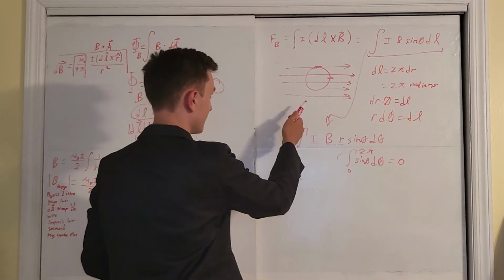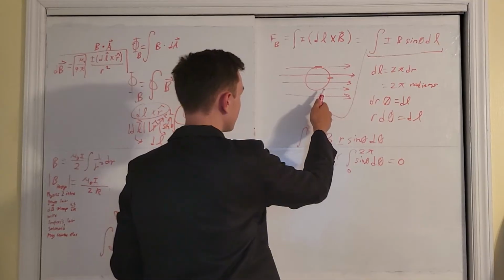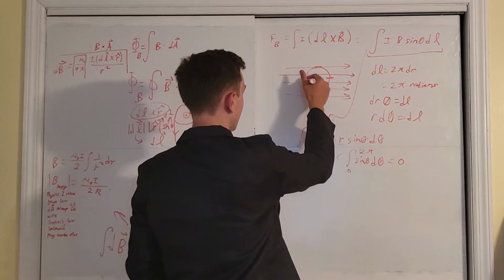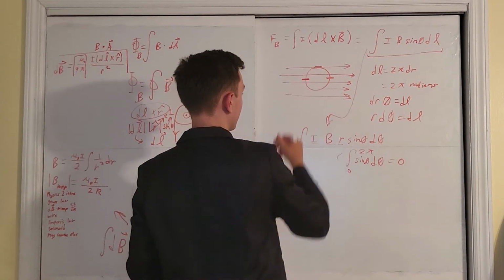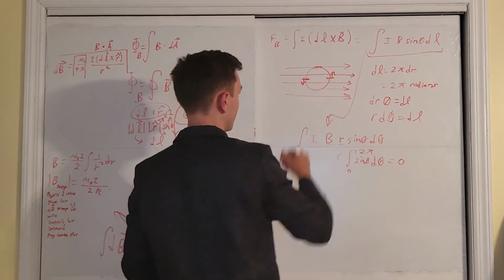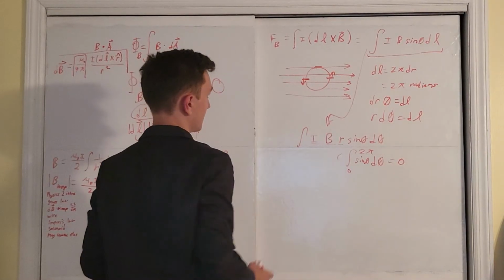But we can understand that geometrically, because since this is a closed loop, any force created by the magnetic field on this side of the wire is going to be exactly counteracted by the magnetic field acting on this side of the wire, because the current is flowing in opposite directions on either side. So any contribution from the right is exactly canceled on the left.